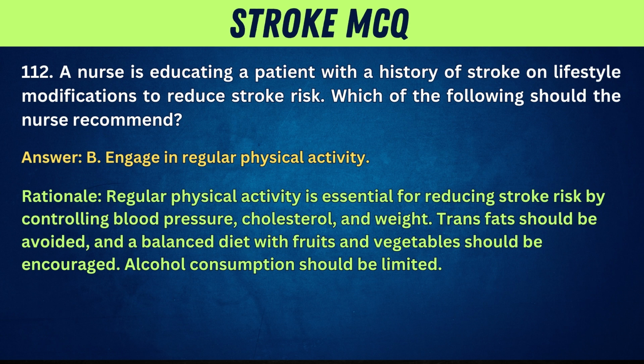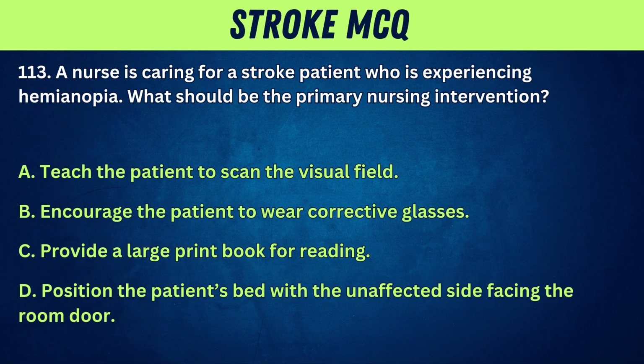Rationale: regular physical activity is essential for reducing stroke risk by controlling blood pressure, cholesterol, and weight. Trans fats should be avoided, and a balanced diet with fruits and vegetables should be encouraged. Alcohol consumption should be limited.